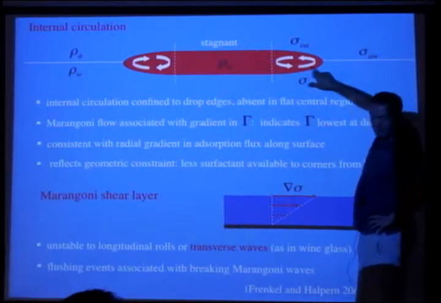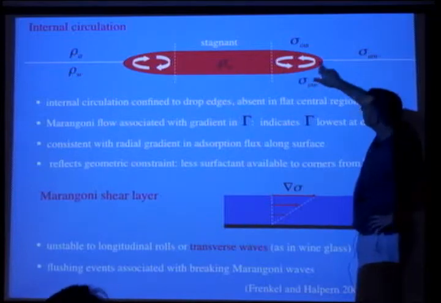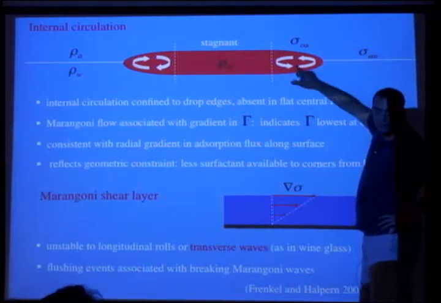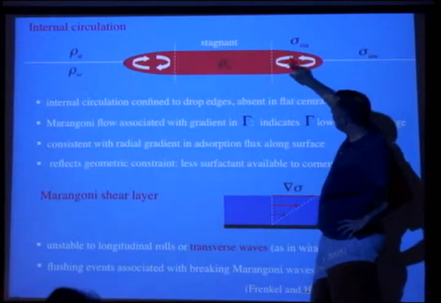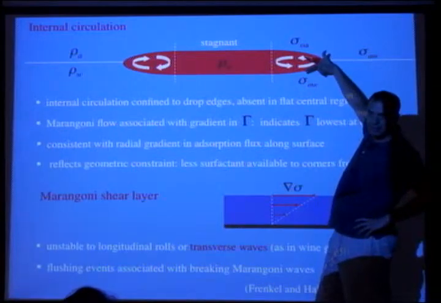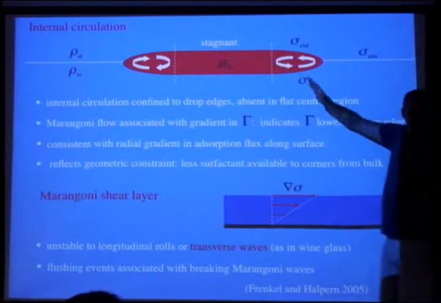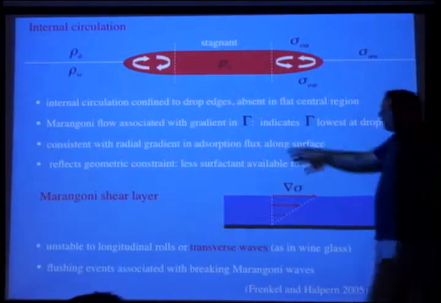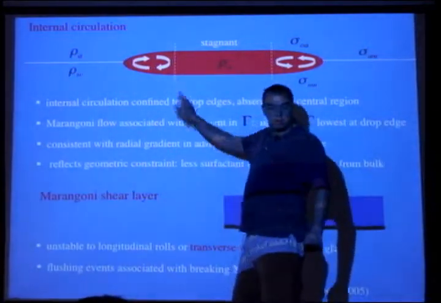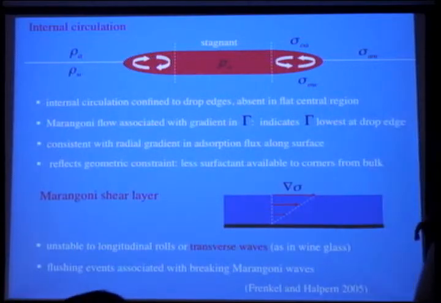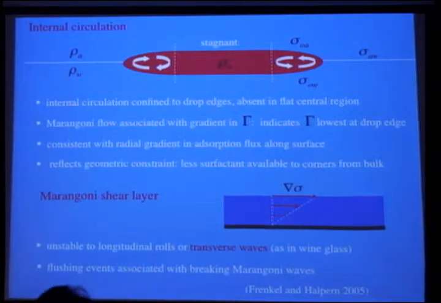So you're going to get a Marangoni stress, which drives this large circulation, which we saw, right? And it's only going to happen in the corners, in the edges, because of this corner geometry. In the central region, which is flat, you'll have uniform surfactant concentration. So in the corners, the surfactant is passing to the water.